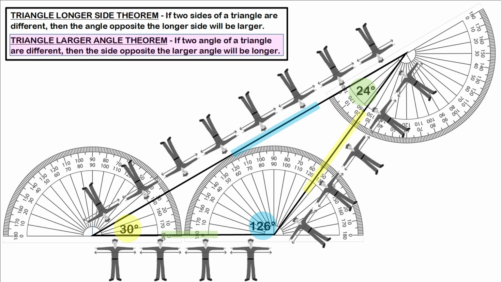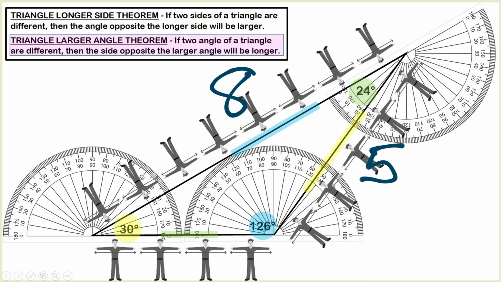So if we look at the yellow angle, it's 30 degrees, and the blue angle, it's 126 degrees. When we look opposite the 126-degree angle, the blue side is definitely longer than the yellow side. The blue side is 8 arm lengths long, and the yellow side is only 5 arm lengths long. So the longer side is opposite the larger angle.